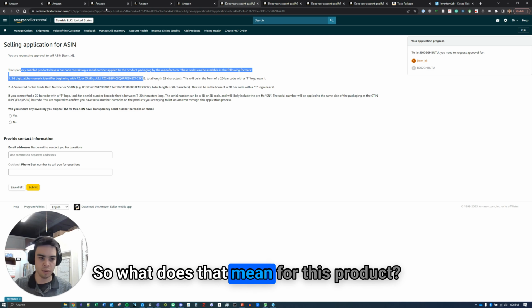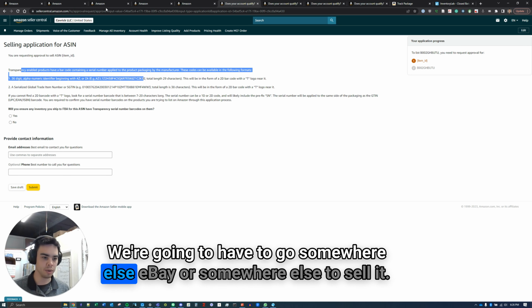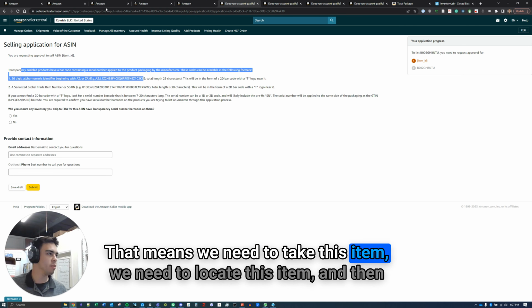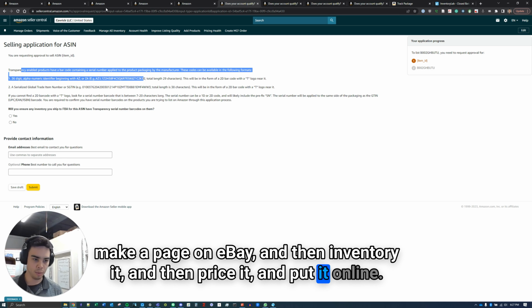So what does that mean for this product? It means we can't sell this product on Amazon. We're going to have to go somewhere else, eBay or somewhere else, to sell it. So what would that mean? That means we need to take this item, locate it, and then make a page on eBay, and then inventory it, and then price it, and put it online.